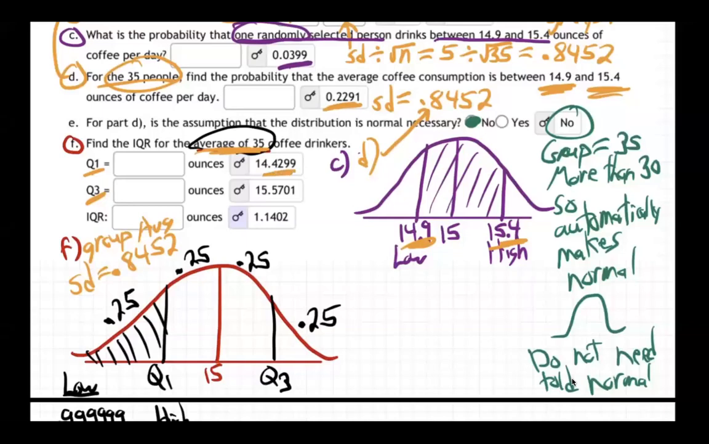And so here are those two answers. There's that one, there's that one. And then for the IQR, I just take the Q3 answer minus the Q1 answer. This and this, just subtract them, and you get those answers. And so there we go.